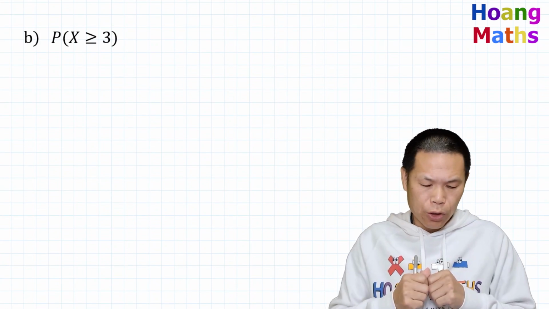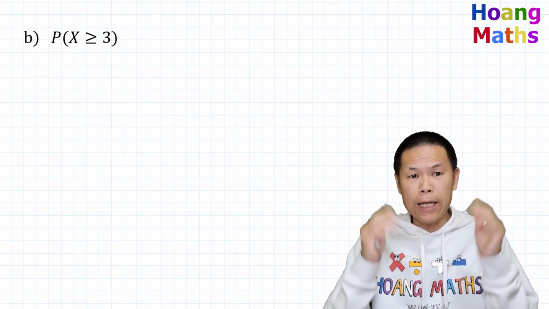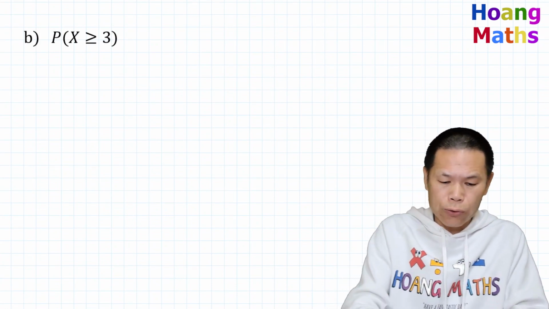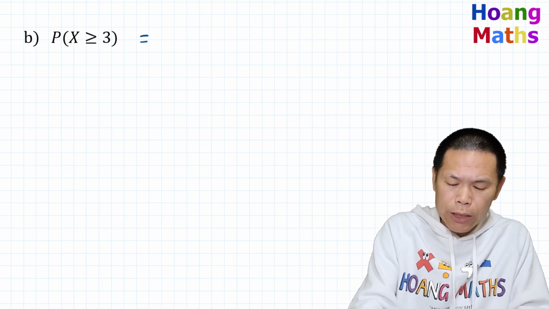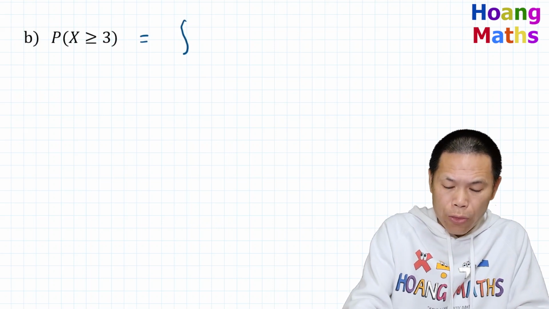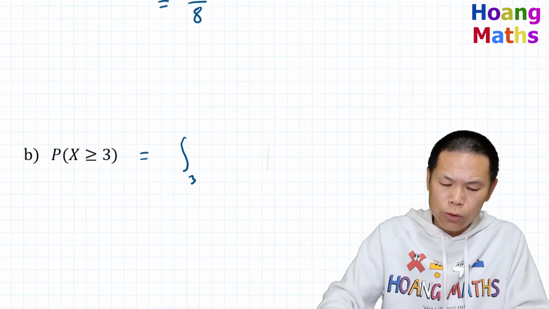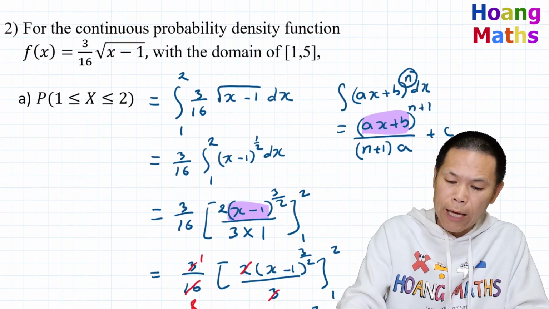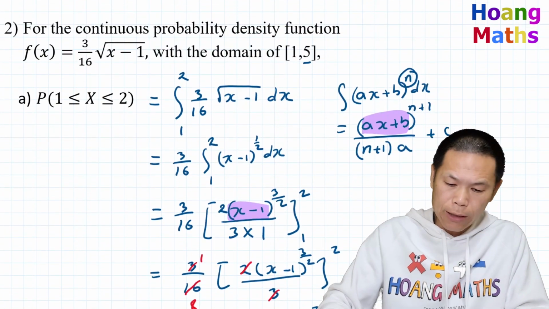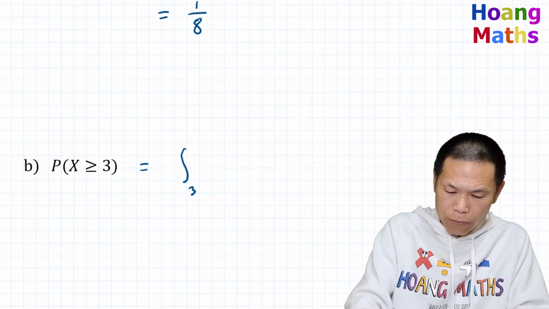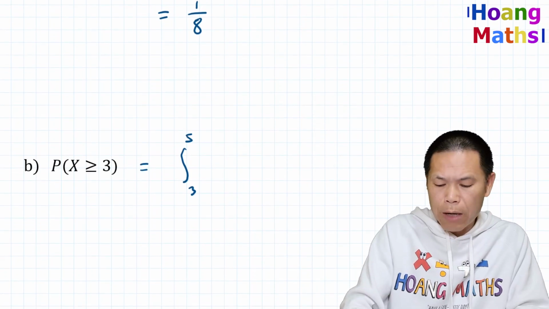Part B. So calculate the probability that x is greater or equal to 3. So that will give me integration from 3 all the way to the maximum domain. That is 5. Okay, so that is 5. So from 3 to 5. So keep that in mind.